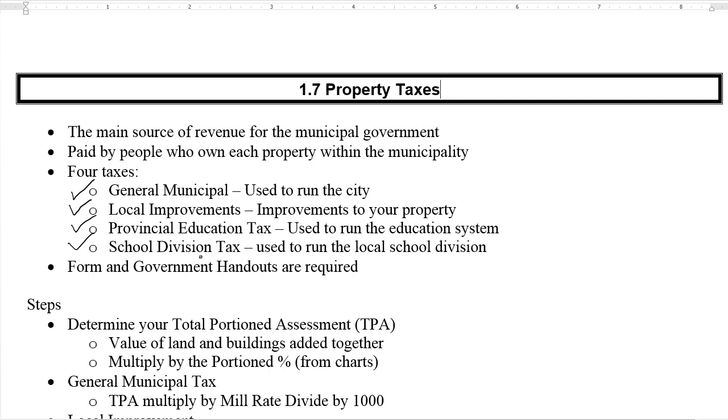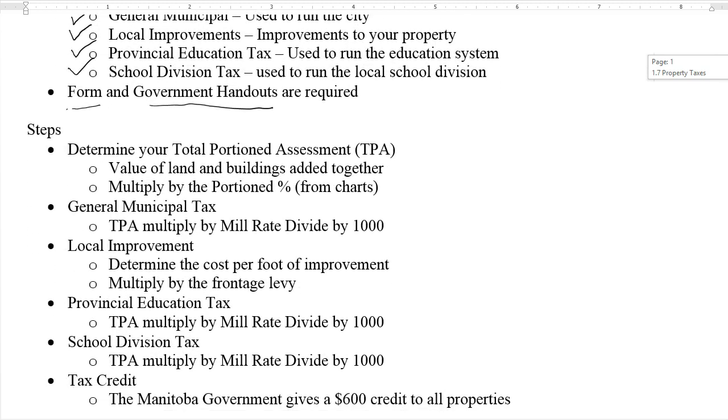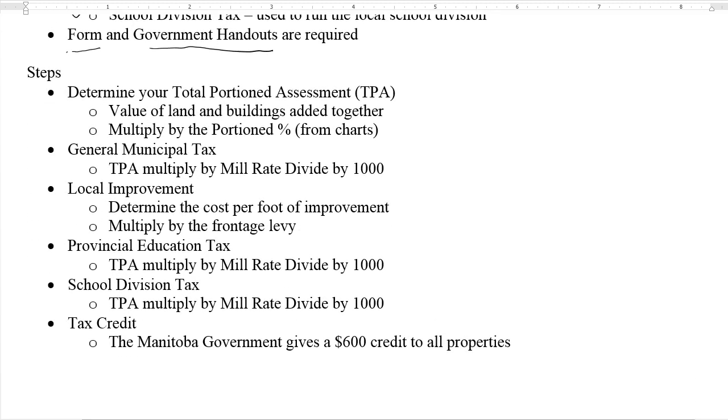In order to calculate this, we're going to use forms that are found in this book and those government handouts that we've been using to do our mortgages. Let's look at the steps to do the property tax. So first thing we need to do is determine our total portioned assessment. Now the government is not going to make us pay taxes on the full value of our property, but rather a portion of that. So how do we figure this out?